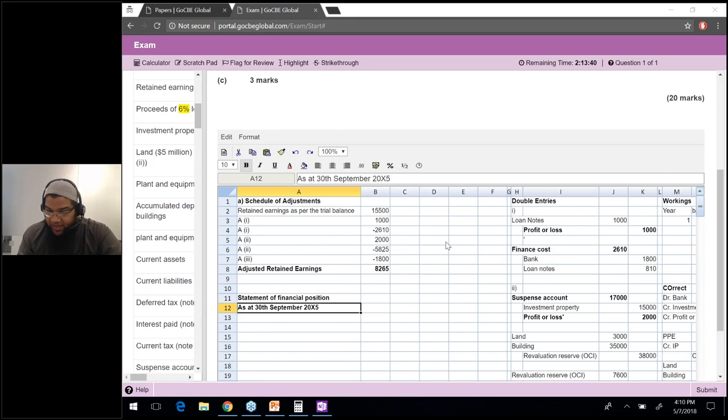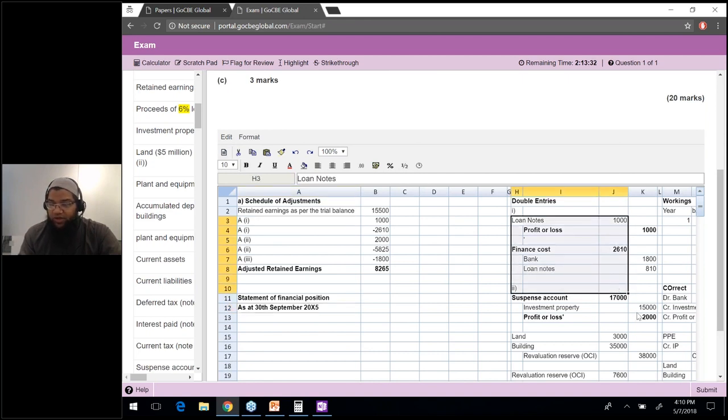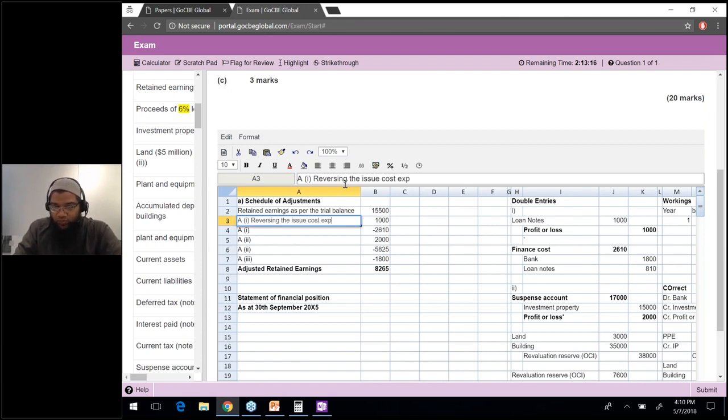Yes, Kulsum, you can have the abbreviations too, but there is no use for that. We have already done the work in the adjustments. The question will not give any additional marks for the abbreviation. For example, if you write over here, reversing the issue cost expensed out, you can write this information, but there are no additional marks for this. So you can simply refer to adjustment number one that we have adjusted this. So these are the increase, decrease that will give us the total of the adjusted retained earnings.